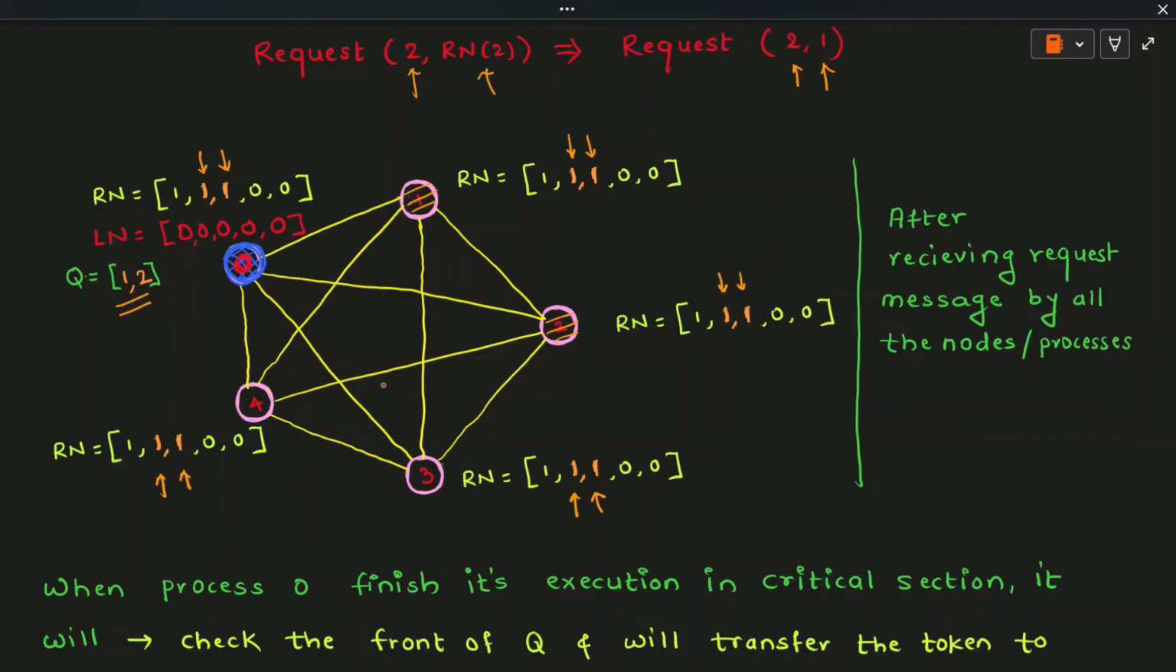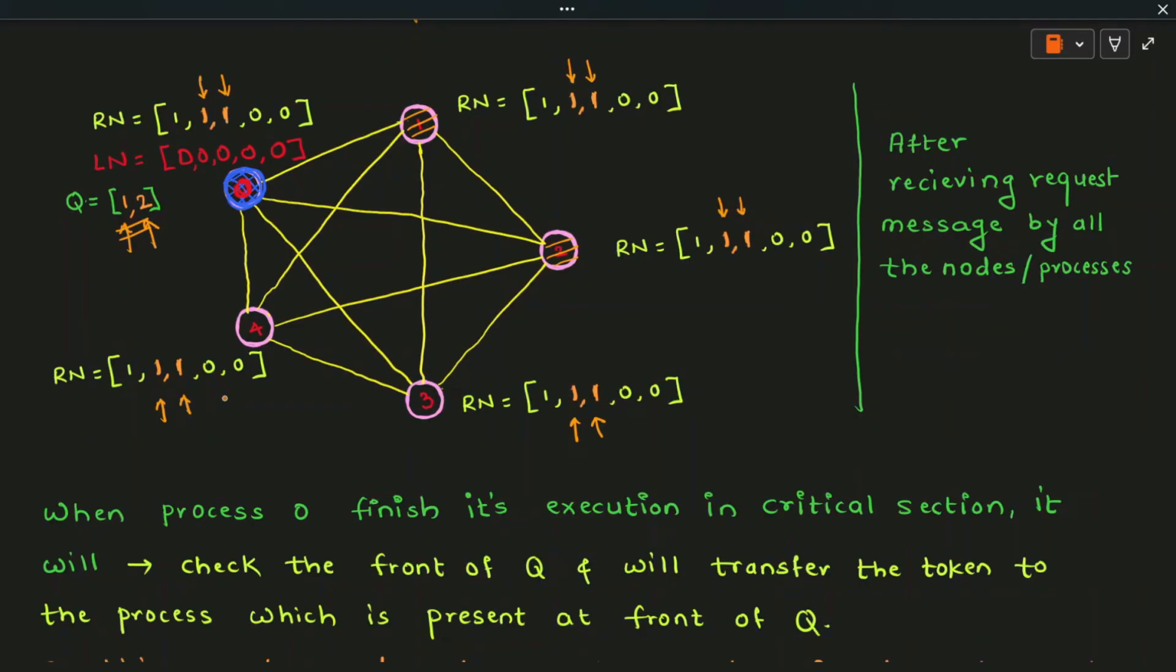Two nodes or two sites have made a request for the token. So inside the queue, the request of the first site and the request of the second site will be stored according to their timestamps. If process 0 has already completed its execution inside the critical section, then process 0 will check the front element of the queue. It will pop that element from the queue.